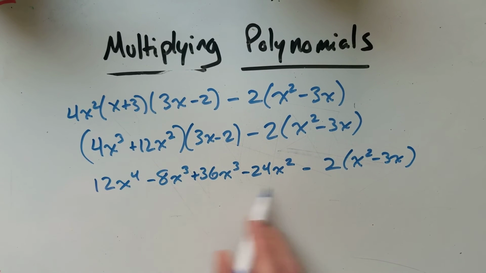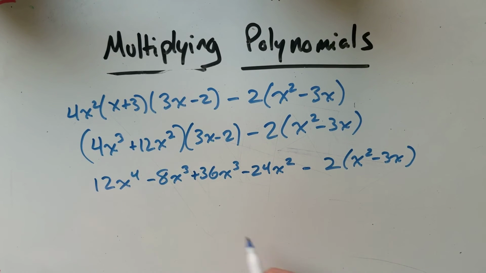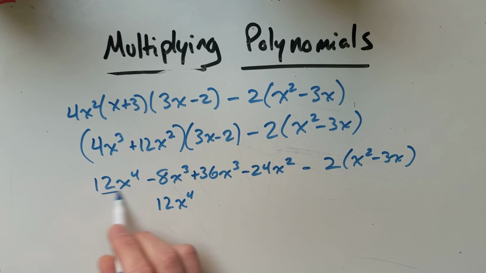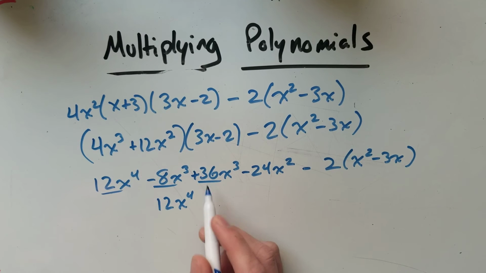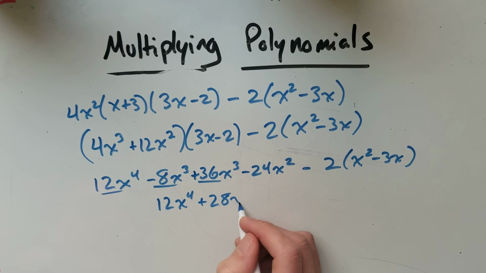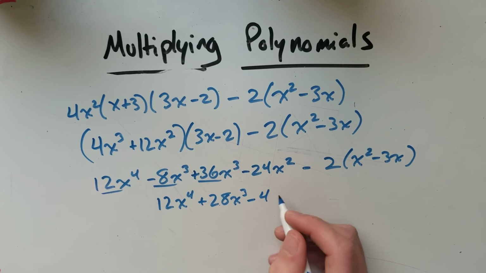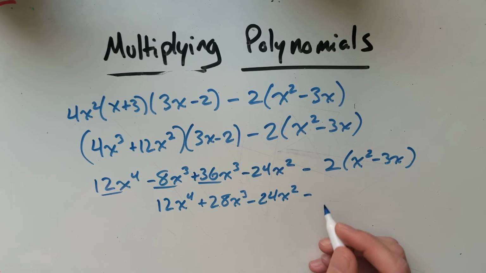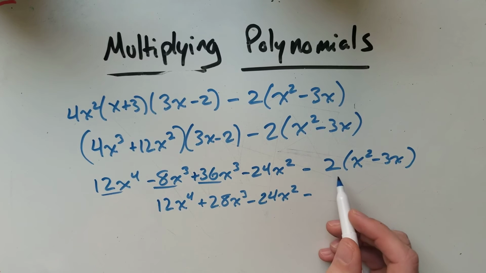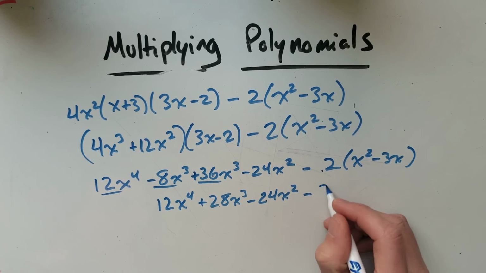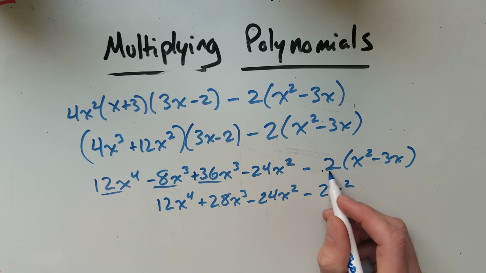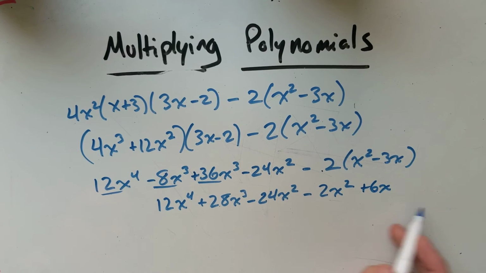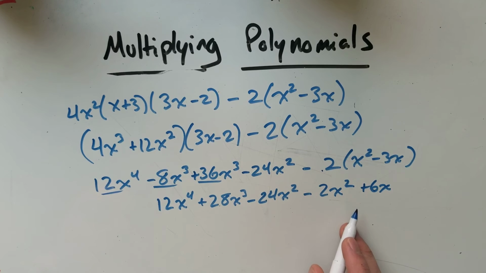I'm going to simplify by combining like terms over here first to make it a little easier. We have no more x to the fourths. x to the thirds, we can combine these two and we should have 28x to the third minus 24x squared. And now I'm going to distribute in this next step too. Negative 2 times x squared, negative 2x squared. Negative 2 times negative 3 is positive 6x. And now we should have some more terms we can combine.